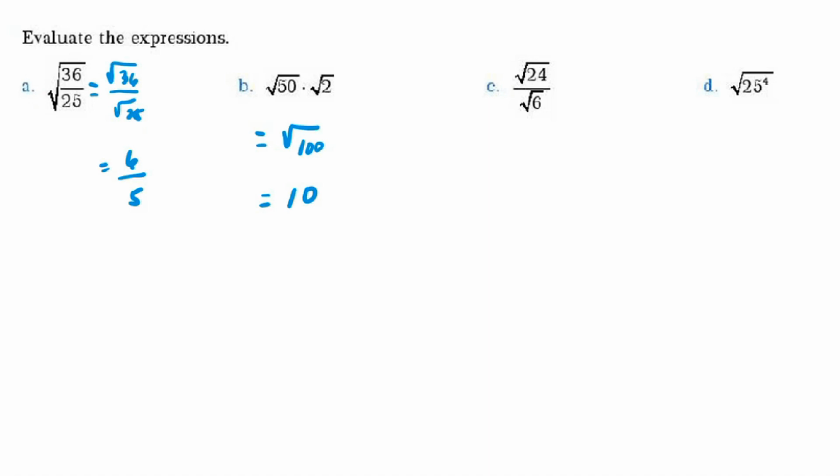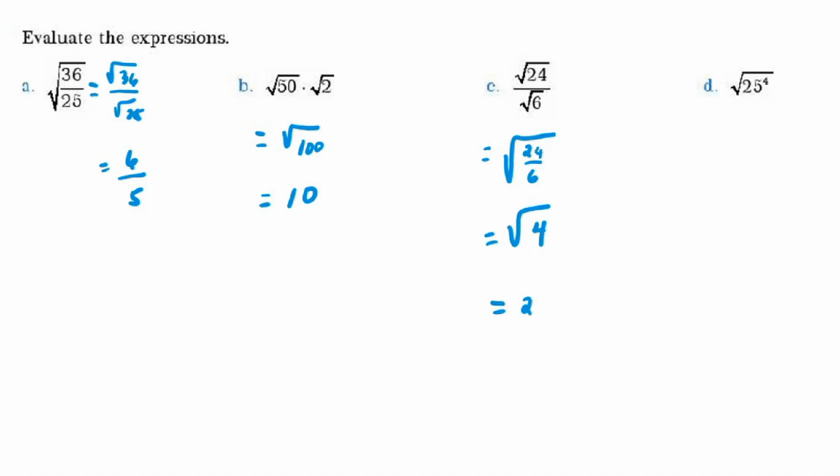And then for letter C, the square root of 24 over 6. 24 is not a perfect square, and the square root of 6 is also not a perfect square. So I'm going to write that as one radical sign: the square root of 24 over 6. What is 24 over 6? It is 4, but we still have the radical sign, so we have the square root of 4. Taking the square root of 4 gives us 2.